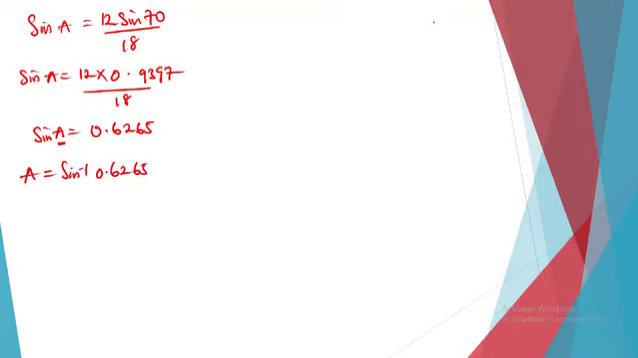How do we press sine inverse? On your scientific calculator, press shift. There's a place written shift. Press shift, then press sine, and then add the number 0.6265. Press equal to, then our A will give us 38.8 degrees. Is that correct?